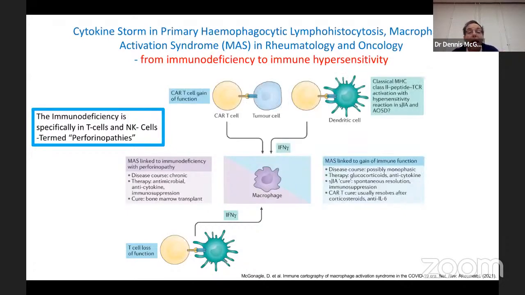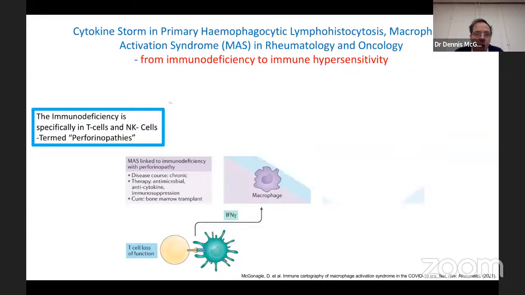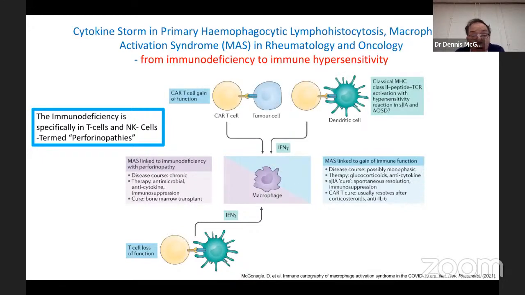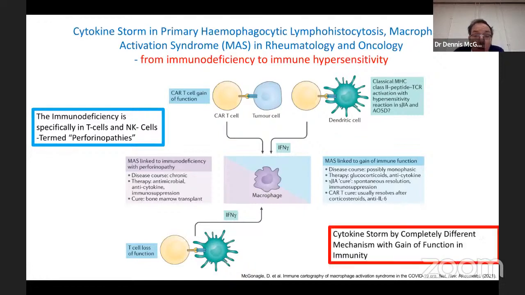So what we highlighted here is that gain of function in the immune system, or engineered gain of function, will drive excessive gamma interferon, and this will give the same phenotype. But of course, the therapy is very different. In this group, you have to treat the immunodeficiency and go towards a bone marrow transplant. Otherwise, you could kill the patient quickly. Whereas in this other group on the right, you can treat them with immunosuppression. So the cytokine storms are completely different.